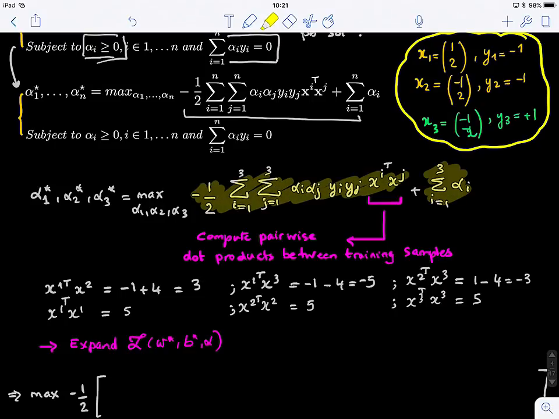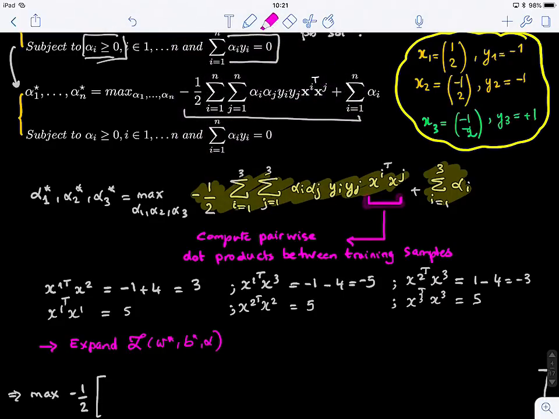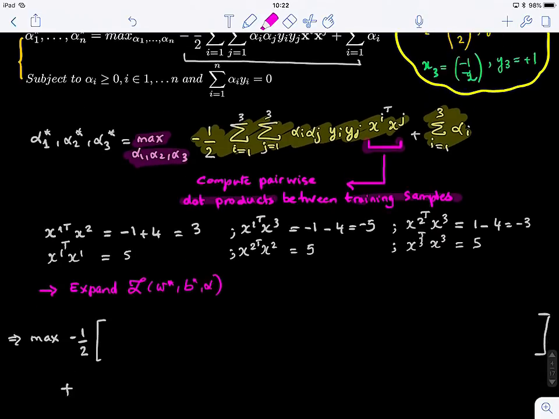As you can notice, this is what we discovered last time: the Lagrangian that we want to maximize to find our multipliers that will lead to our optimal W. It all depends on what? On pairwise inner products, or dot products, between training samples. What this inner product does is basically tell us about the similarities between two samples. And this is important. Let me just remind you.